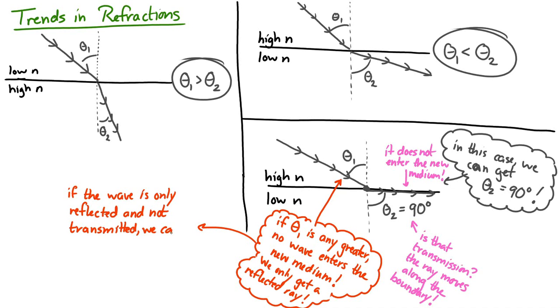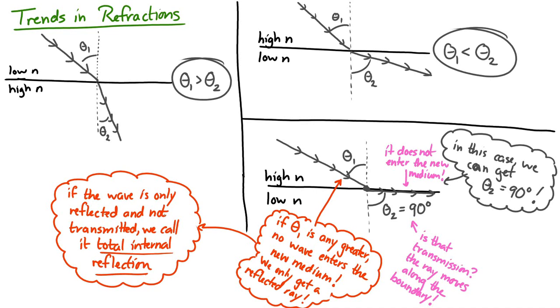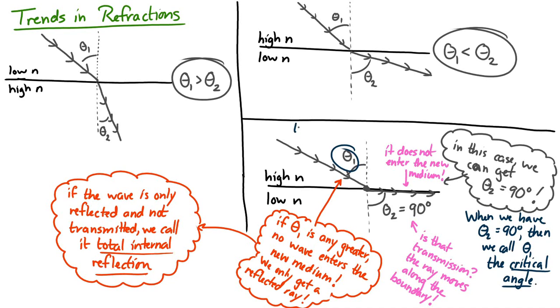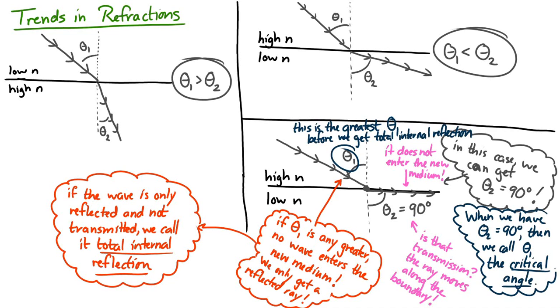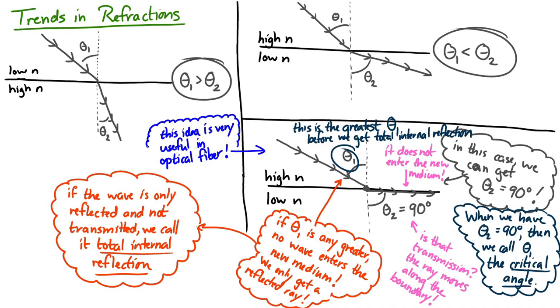In that situation, we would call that total internal reflection. Now, going back to that situation where the angle of refraction is 90 degrees, in that situation, we call the angle of incidence the critical angle. That is the greatest possible incident angle we can have before we get to total internal reflection. Now, if this all seems a little bit weird and a little bit pointless, it's very, very useful in certain situations. So, for example, an optical fiber, this is how they get light to travel through optical fibers without losing any light. In an optical fiber, there's always total internal reflection inside the optical fiber, and so no light is lost.